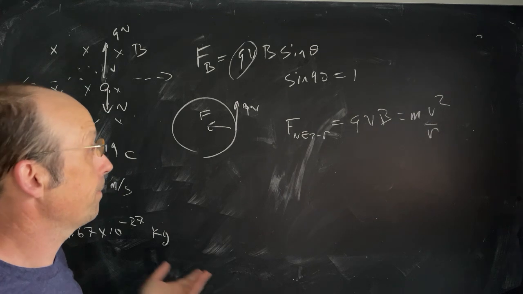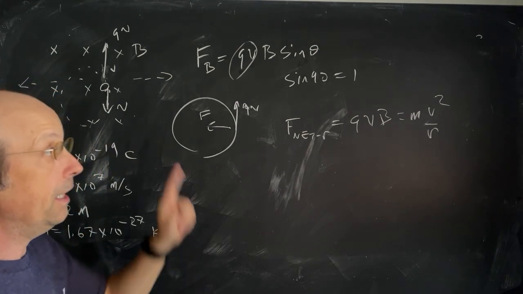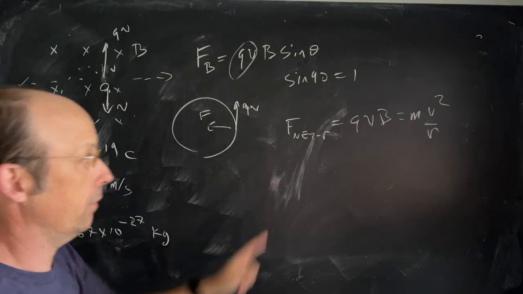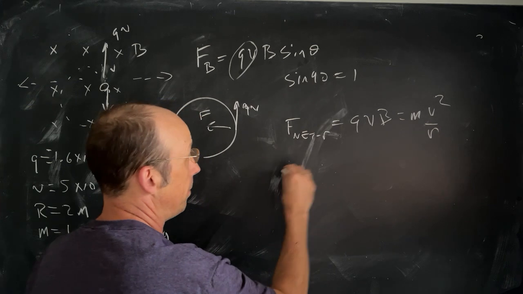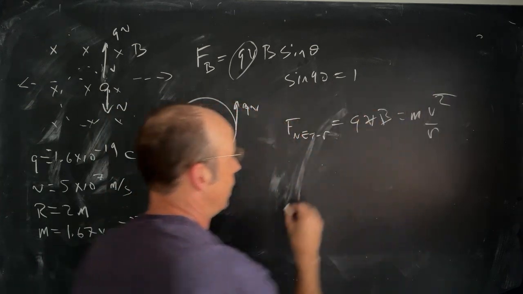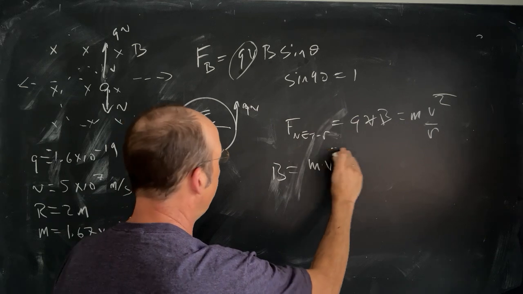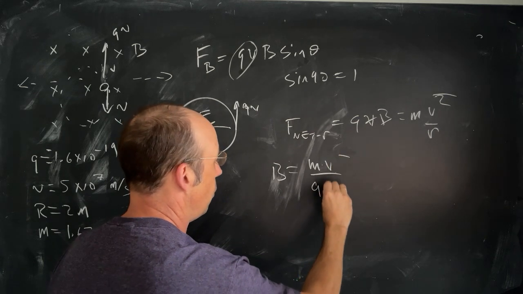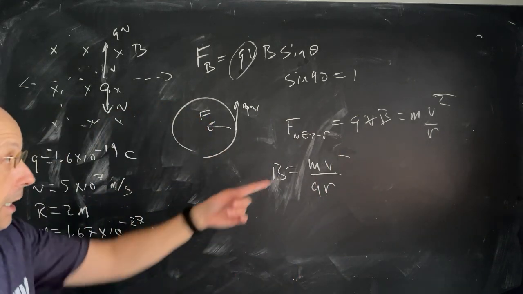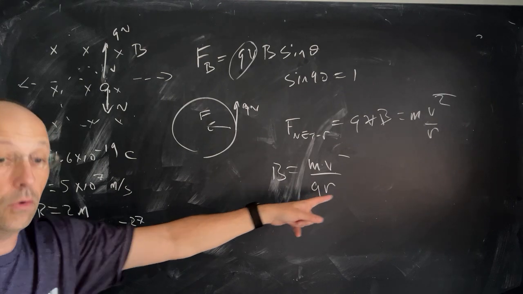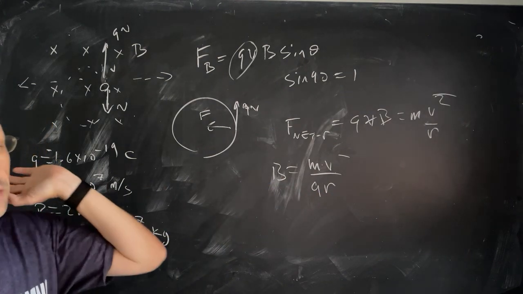Okay, so that's good. Now what we want to do is to solve for B. That was the question, right? So I can just solve this equation for B first. That cancels. So I get B equals, not V squared, V over QR. That's it. Now I know the mass, I know the velocity, I know Q, I know R. They gave it all to us. So we're just going to plug in.